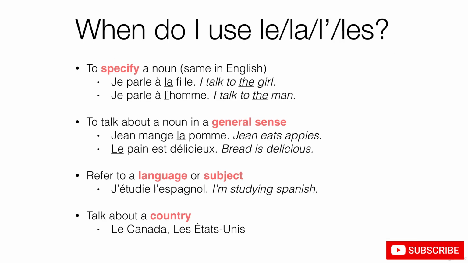So when do you use le, la, l'apostrophe, and les? Some of these are similar to English, some of these are very different. So this is what causes a little bit of confusion among French learners. So first of all, we'll start with the easy one, where it's the same as in English. So when you want to specify a noun, when you want to say, I'm talking about the girl, I'm not just talking about any girl, but I'm talking about the girl.